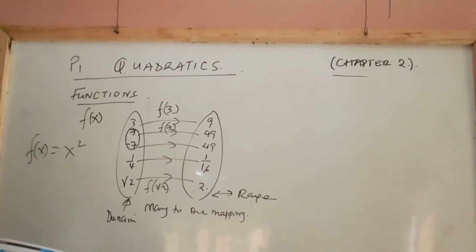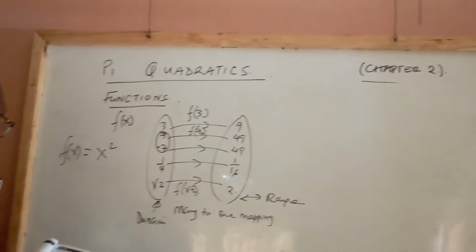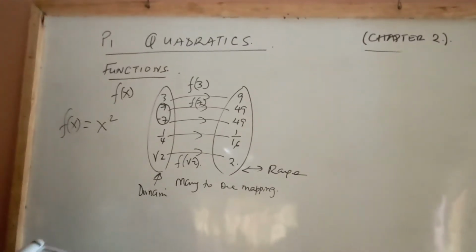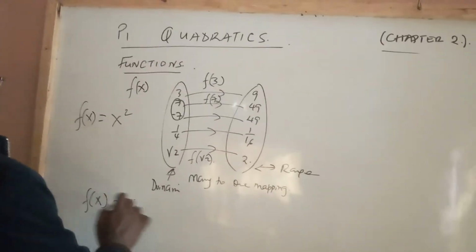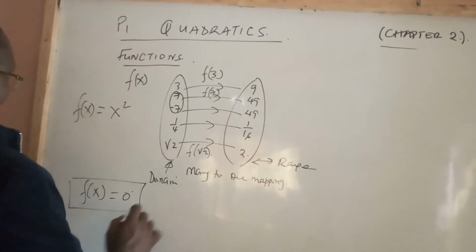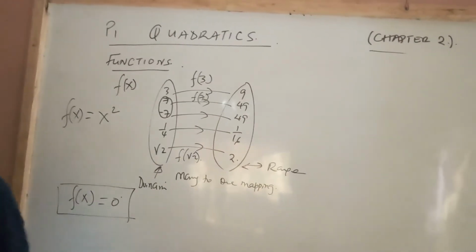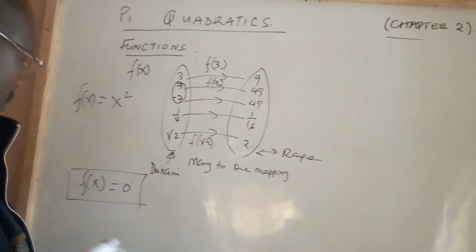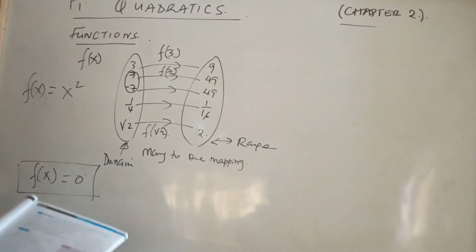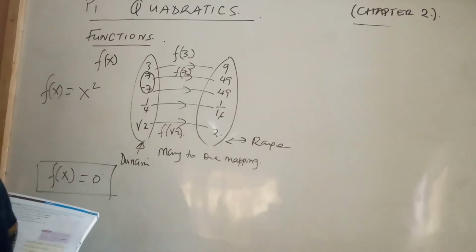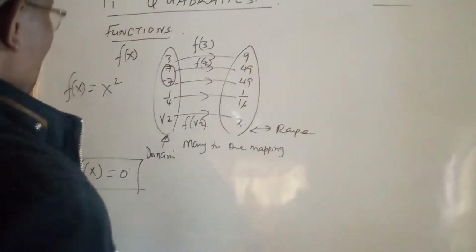The roots of a function are the values of x for which f(x) is equal to 0. If you find the value of x that satisfies this statement, then x becomes the root of that particular function. We are going to see this more in example 8. Let us see what happens in example 8.